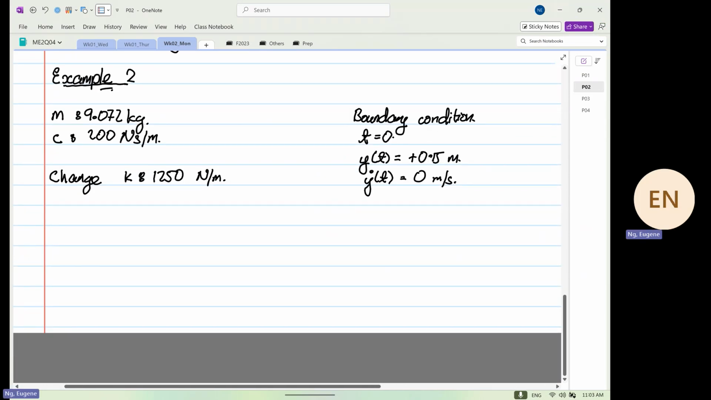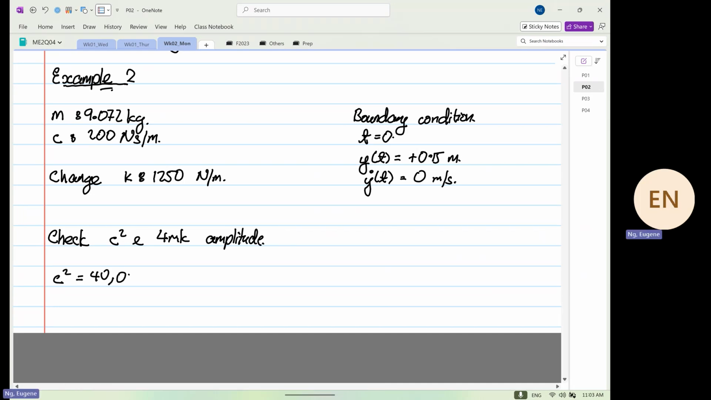So the first thing again, the procedure is exactly the same. We're going to check C squared and 4mk. So we know C squared did not change, so this is equal to 40,000. And now when we formulate 4mk, we have 4 times 9.072, and then we have a stiffness of 1250.